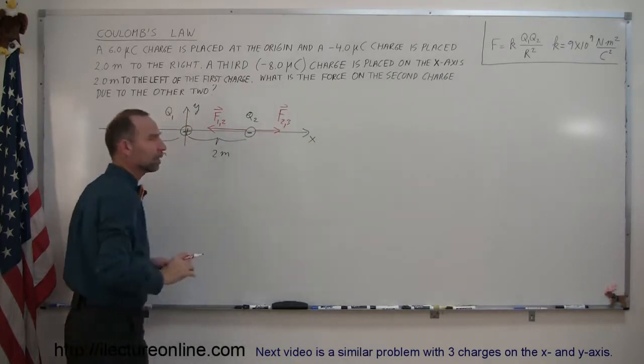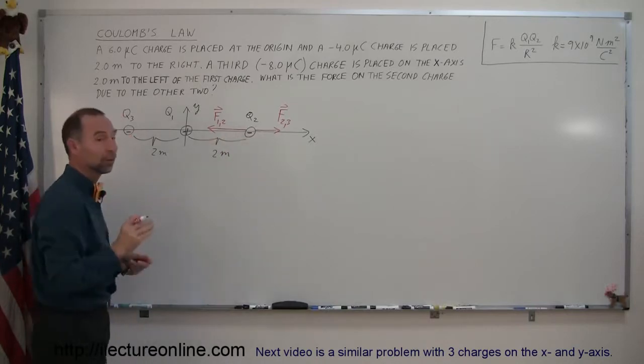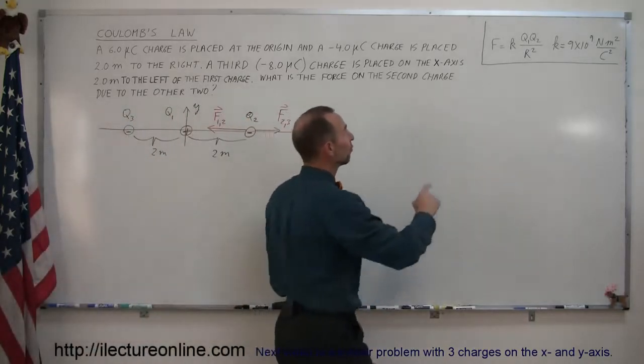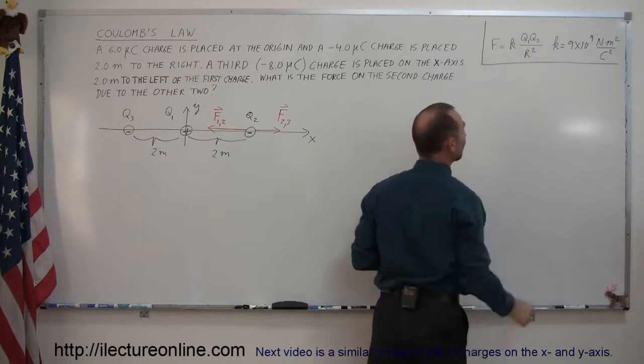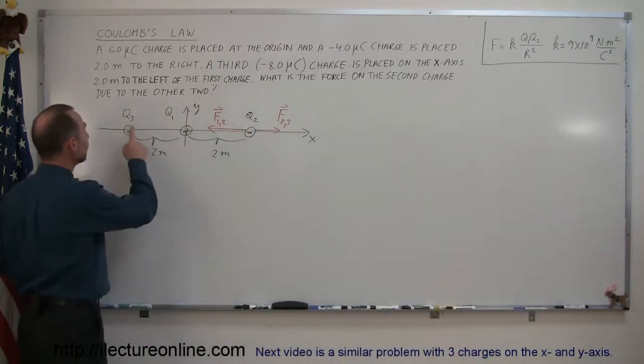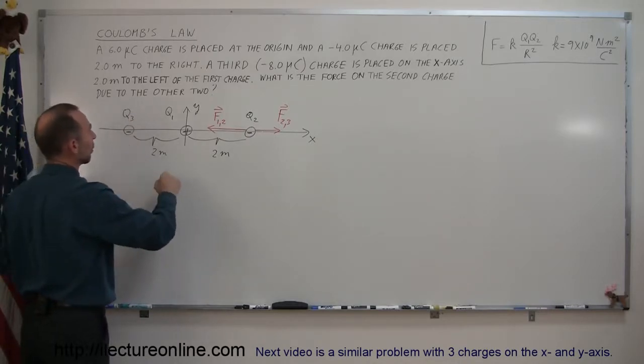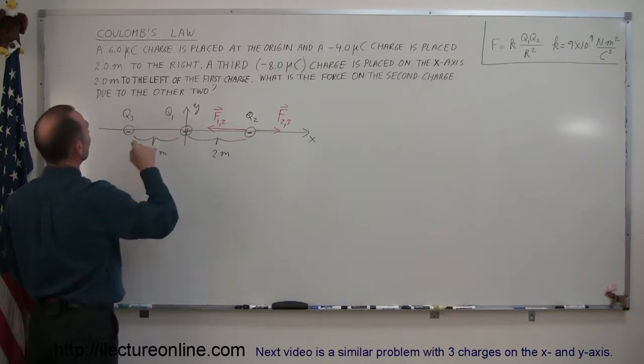Now I drew this arrow a little bit shorter than this one because the distance is twice as far, and knowing Coulomb's law, the force is proportional to the inverse of the distance squared. So if it's a shorter distance, it should be a smaller force, even though the size of this charge is bigger. This is an 8 microcoulomb charge, as this is only a 6 microcoulomb charge.